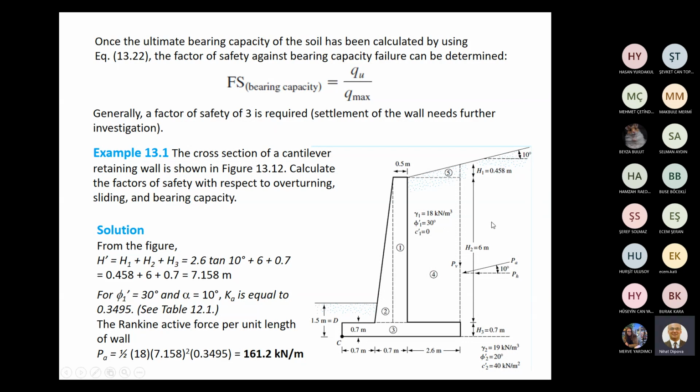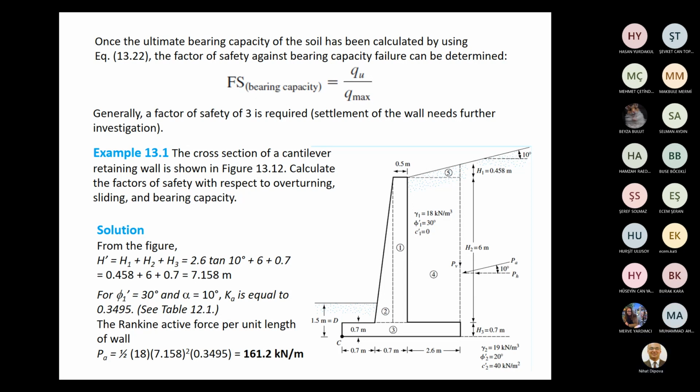We can calculate active earth pressure, Ka, and it will be equal to 0.3495. Then Rankine active force PA can be calculated. These two angles will be equal, the surface slope angle and PA inclination. You can use 10 degrees again.